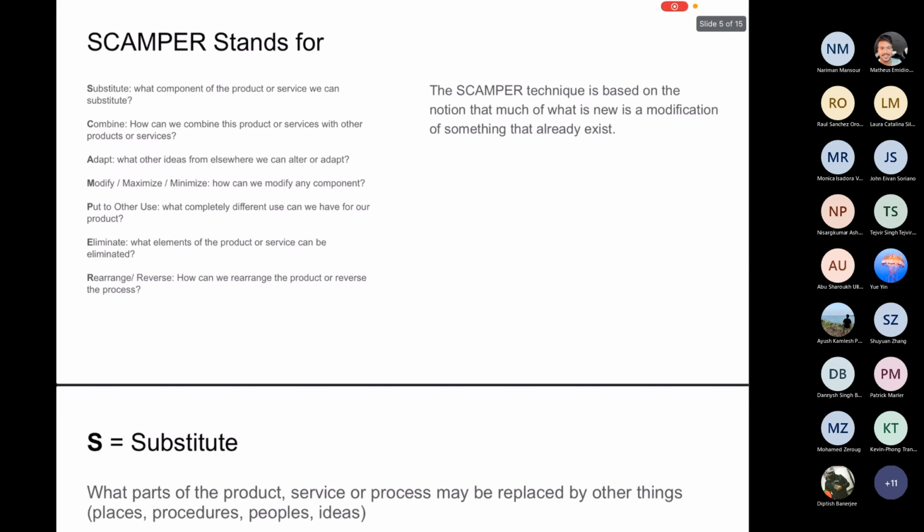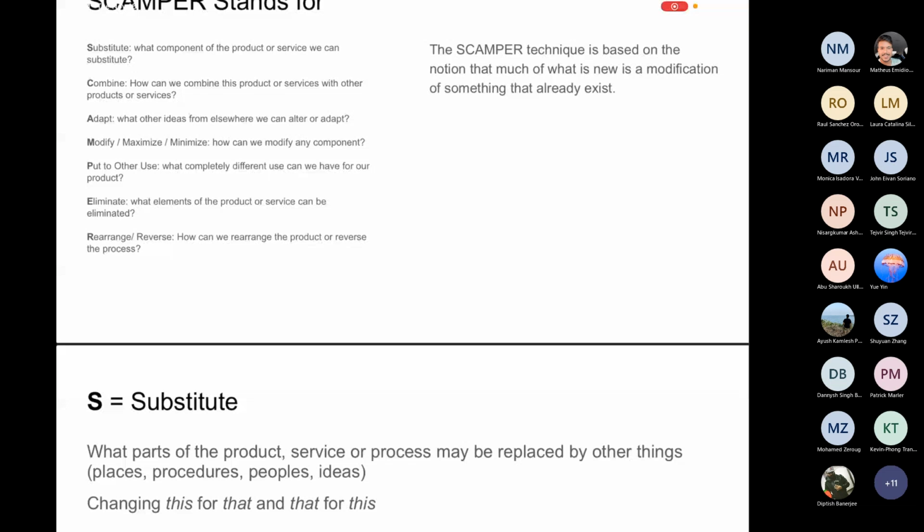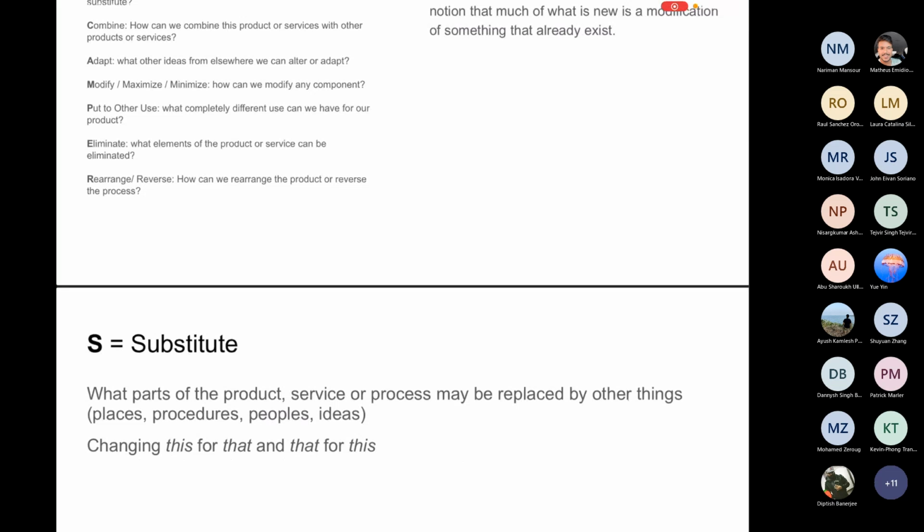Then you have Adapt. How can I adapt this product to a different setup? Modify. How can I maximize it or minimize it? How can I make it bigger or smaller? P is how I can put it to different use. E for Eliminate. What can I take out from this product or this service? And Rearrange is how I can rearrange it in a different way. How can I reverse it?